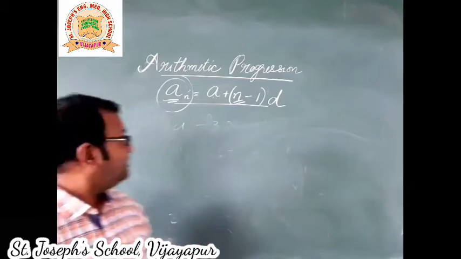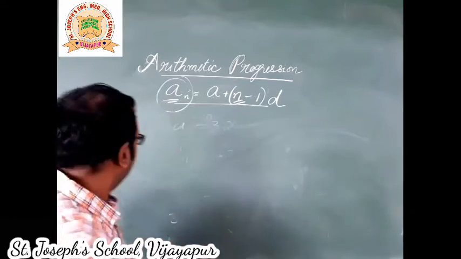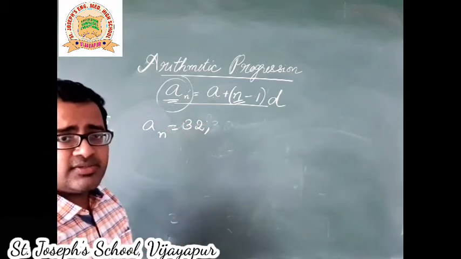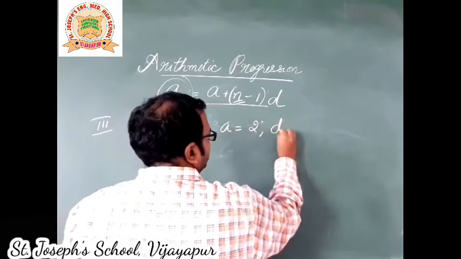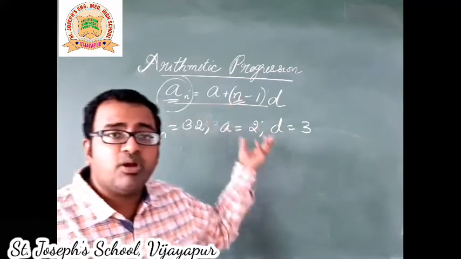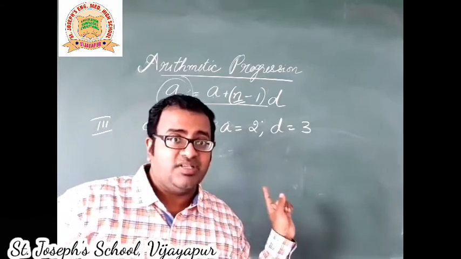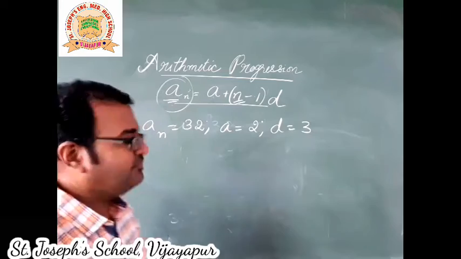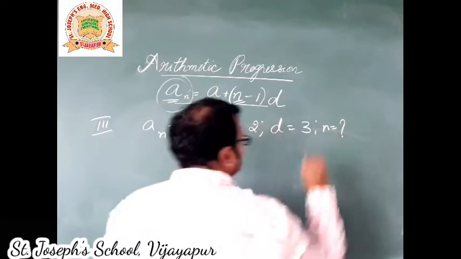Now for the third kind of problem, where the unknown will be n. We will know all the remaining things. Example, if an is equal to 32, the last term is 32, the first term is 2 and the difference is 3. See, I am talking about the same AP again. Only thing is, I am keeping the number of terms as a question mark. But we already know that the number of terms is 11 from the previous problems. We will keep 11 as our answer. Now, find out n.